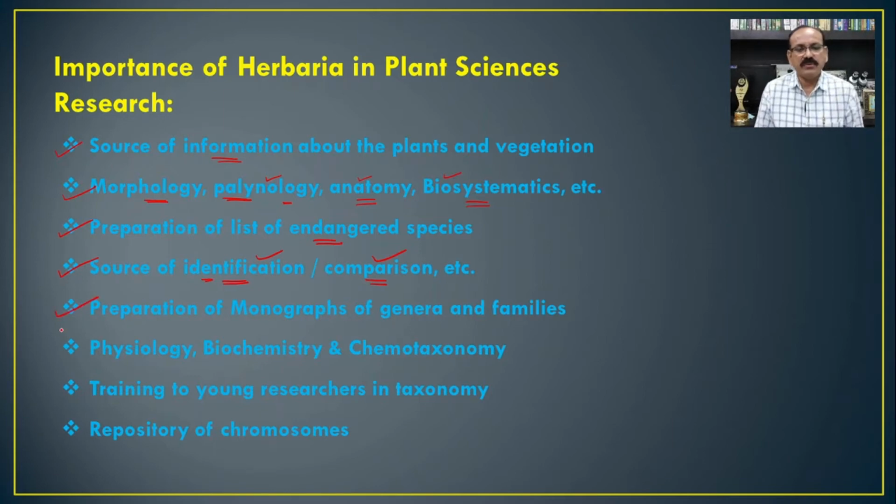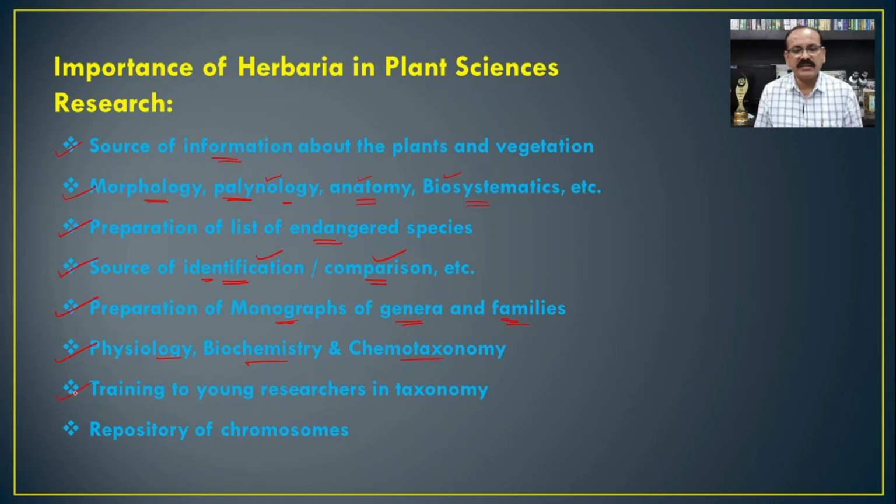Then preparation of monographs of genera and families. If we are able to study the different monographs for families or genera, we can sit in any herbarium and prepare monographs for genera as well as species. Then study of physiology, biochemistry and chemotaxonomy is also possible with the help of the available plants or specimens in the herbarium.